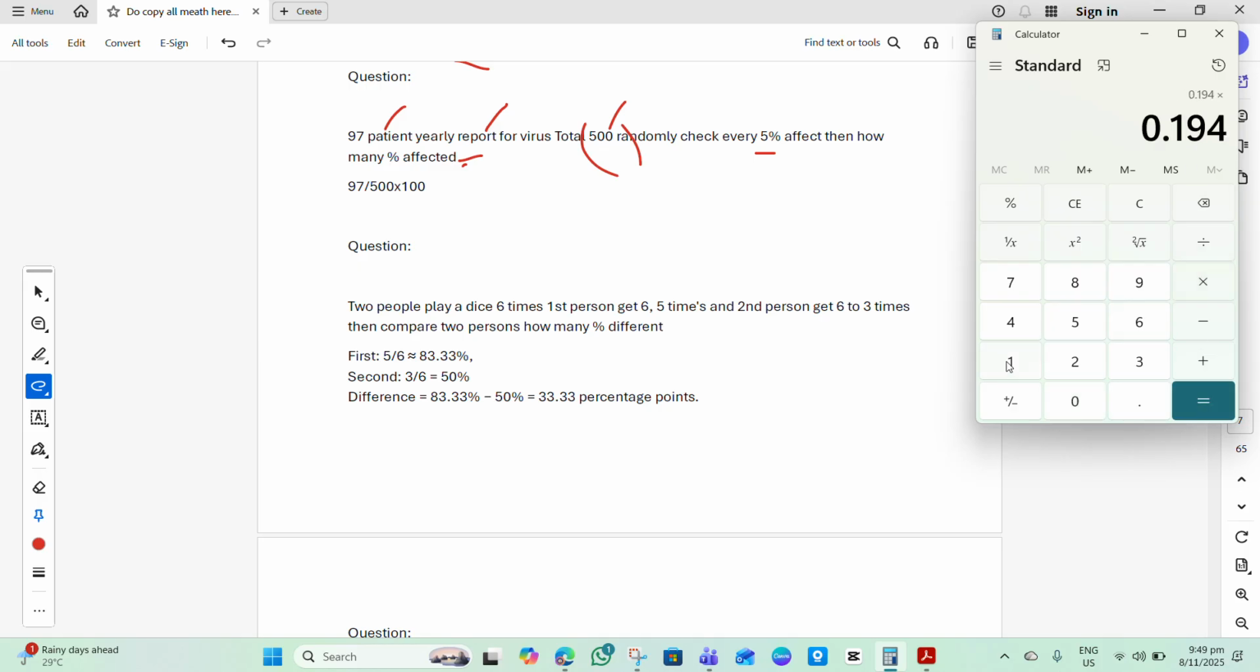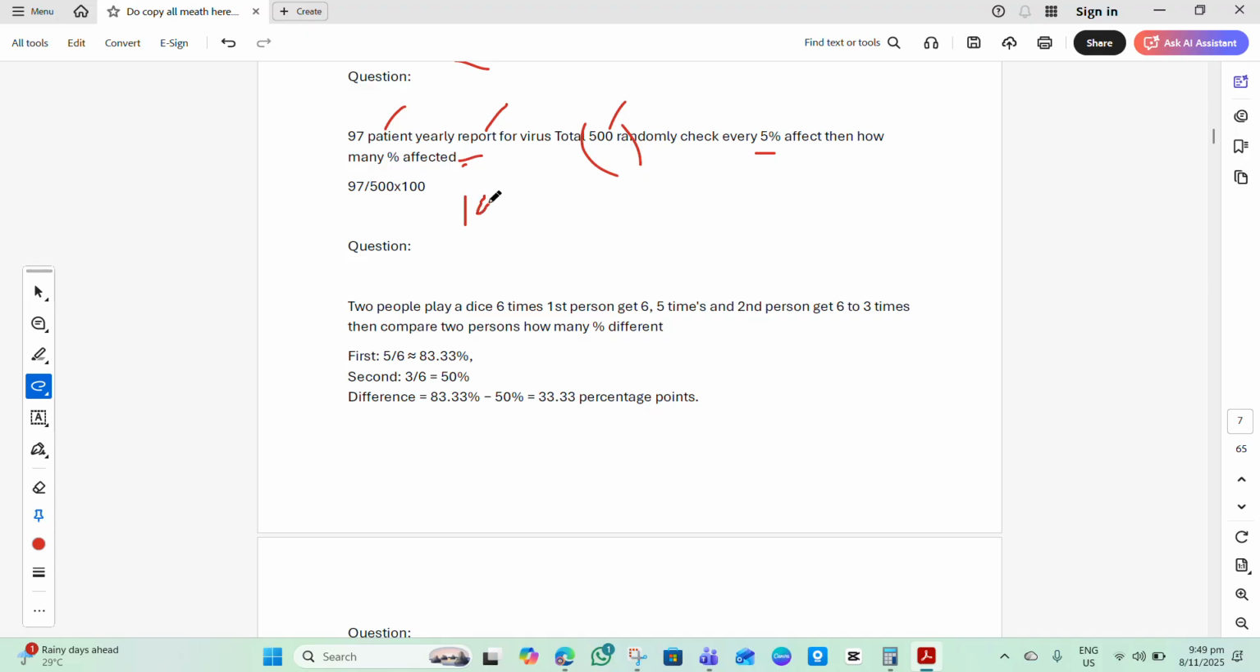So multiply by 100. For this question you have a calculator. If you don't have a calculator, you can also remember 19.4 is the answer. So no need to waste time. 19.4 is the answer, but only the same digits. Yes, you can memorize the same digits and the answer.